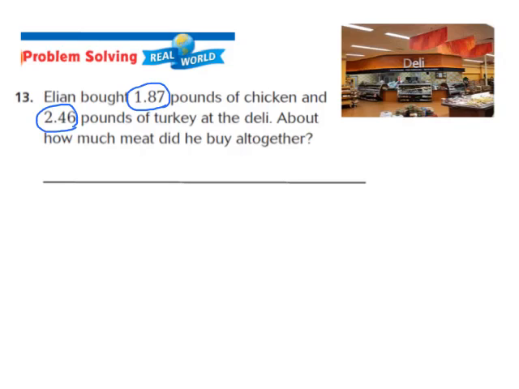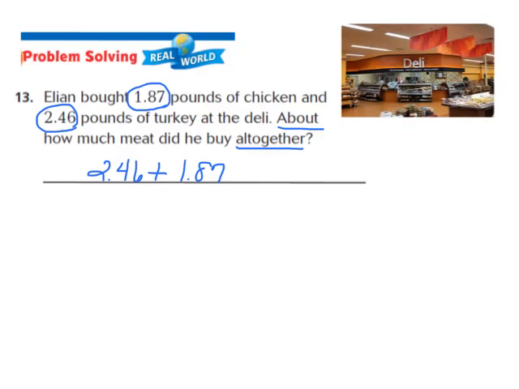Then I notice the word about. And I know that about means I need to estimate. I also see the word altogether. And when I see the word altogether, I know that means I'm going to add my two numbers. I'm going to combine them together. So my problem becomes 2 and 46 hundredths plus my 1 and 87 hundredths. And I know once again that I'm going to estimate because I see the word about.